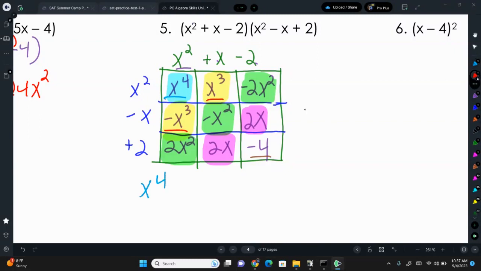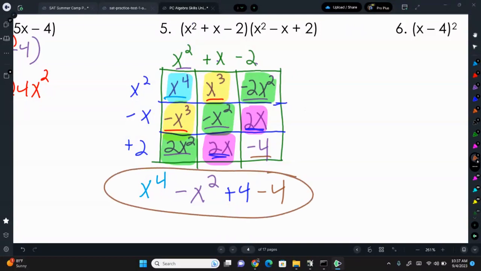We're going to have x to the fourth, x to the third minus x to the third. Well, that's going to go away. That's 0x to the third. Then negative 2x squared plus 2x squared, and then minus x squared, that's going to be minus x squared. 2x plus 2x is 4x, and then we have that last constant, negative 4. And that would be our answer in standard form.